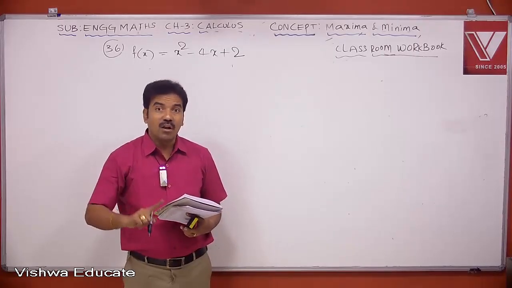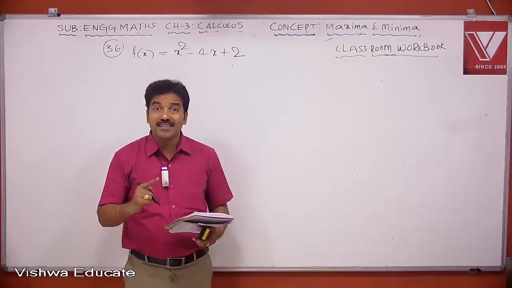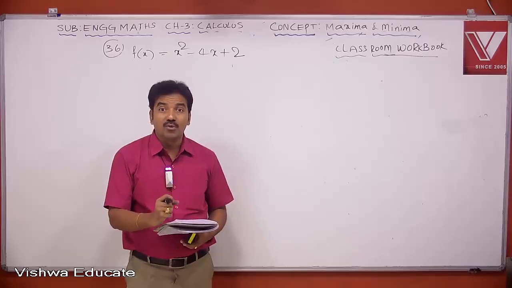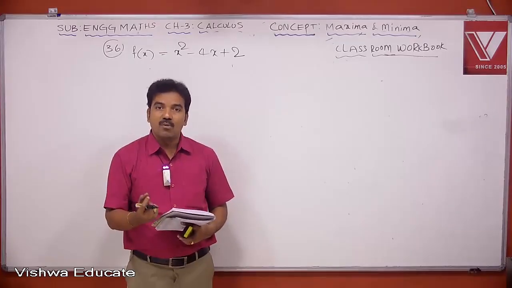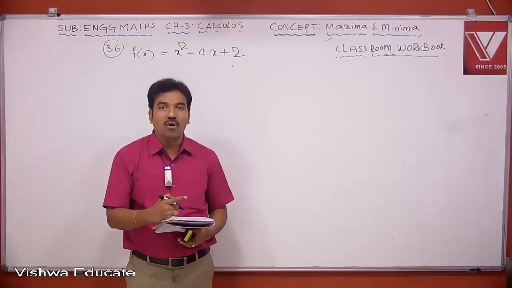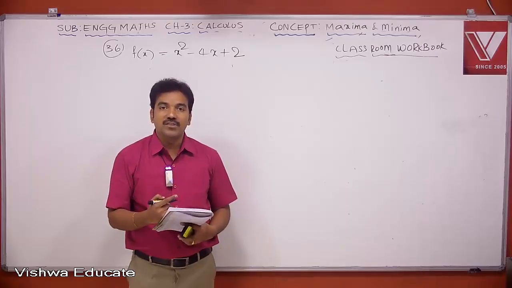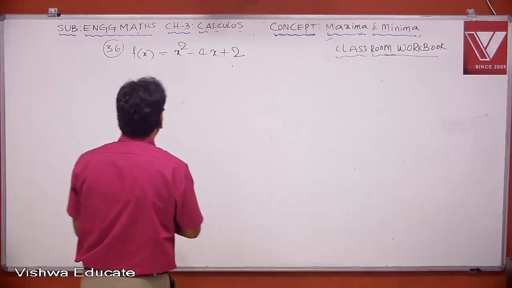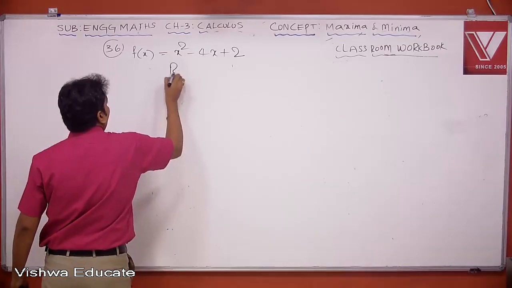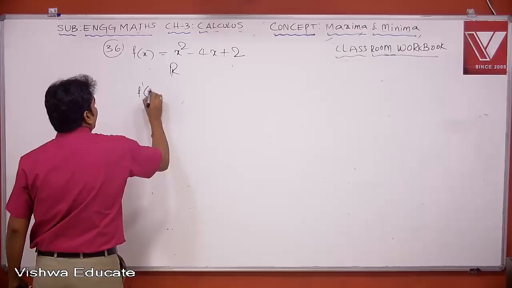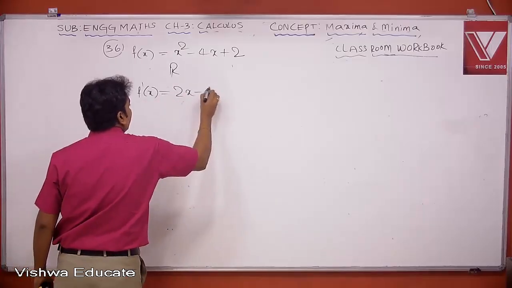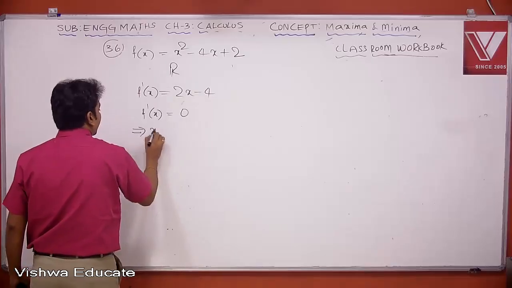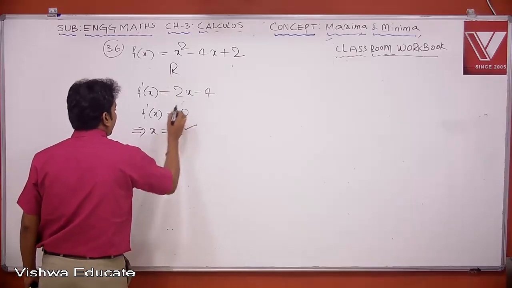If it is either a local minimum or local maximum, it is called an extremum point. Please try to understand the difference between optimum value and extremum point. Extremum value means it is either a local minimum or local maximum. Optimum value means it can be either a minimum value or maximum. Now let us find the stationary point first, because the domain is R only. So f dash of x equal to 2x minus 4. Therefore f dash of x is 0 implies x equal to 2. So this is the stationary point.